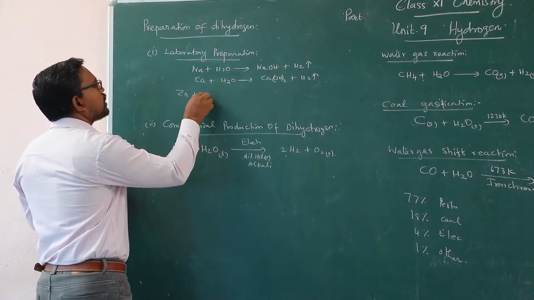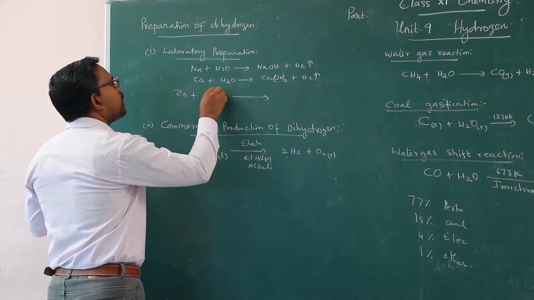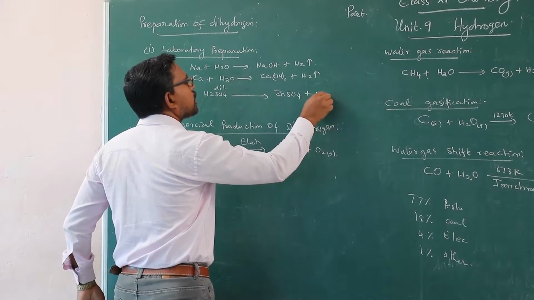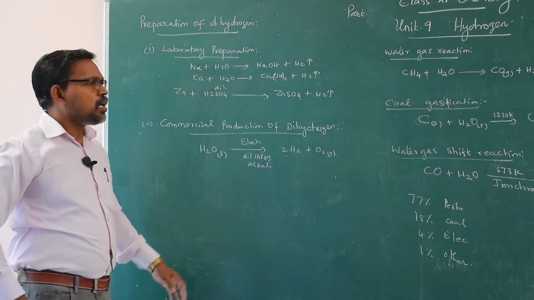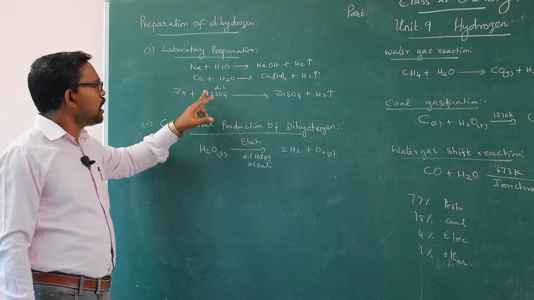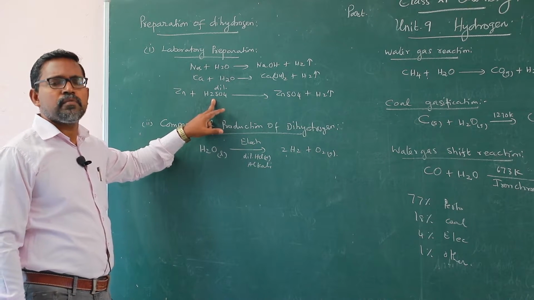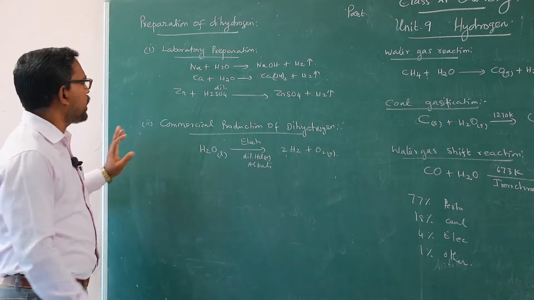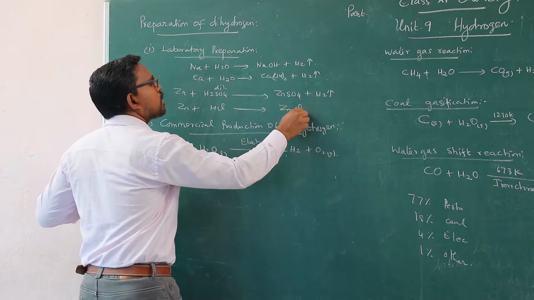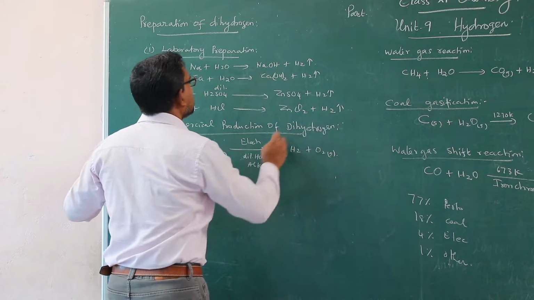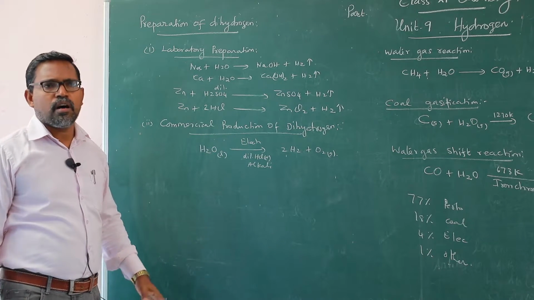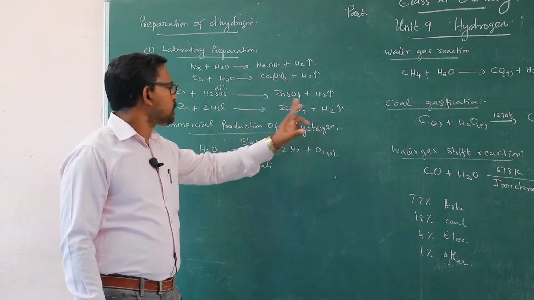Metals also react with dilute acids. Zinc reacts with dilute sulfuric acid to give zinc sulfate and hydrogen gas. It is a normal and very important method of preparing hydrogen in the laboratory. Instead of sulfuric acid, we can also use hydrochloric acid. Zinc reacts with hydrochloric acid to give zinc chloride, and hydrogen gas is liberated. These are the laboratory methods of preparing hydrogen.